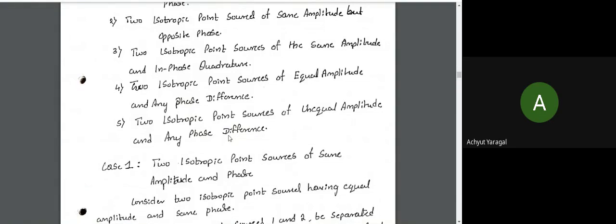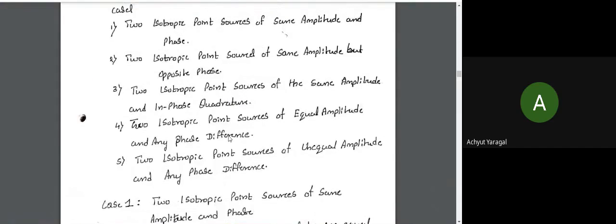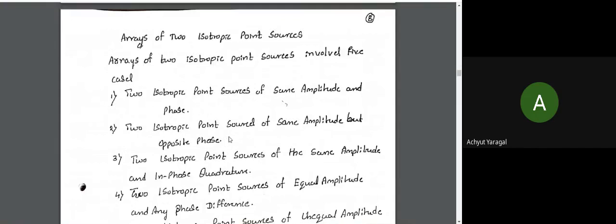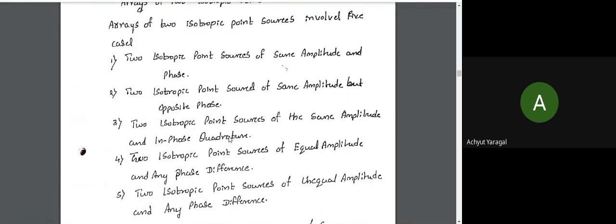So this is how we understand the two isotropic point sources of same amplitude and same phase, opposite phase, quadrature phase, any phase, and unequal amplitude with any phase difference.